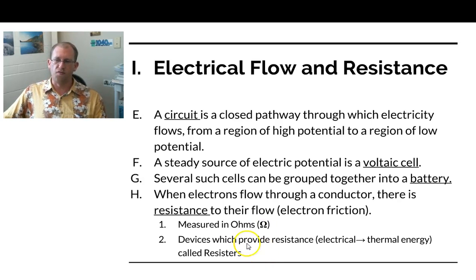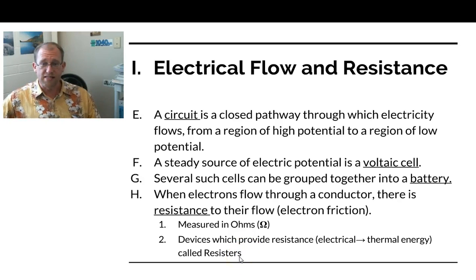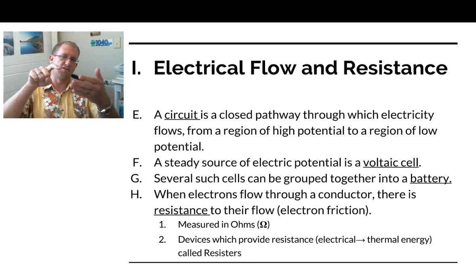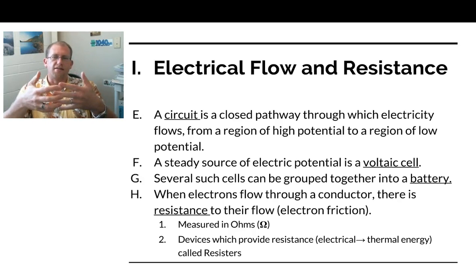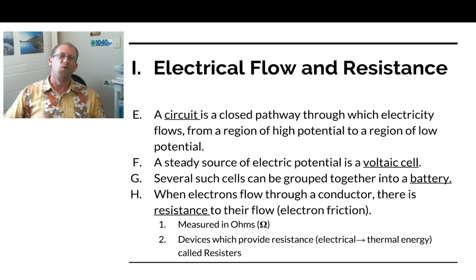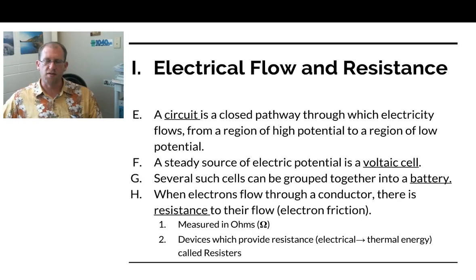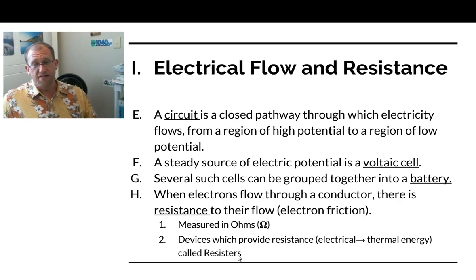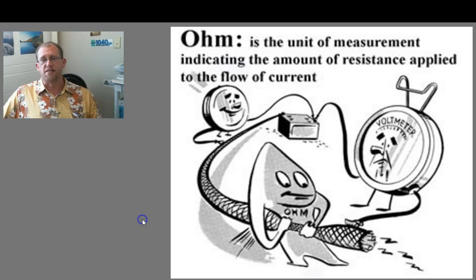And devices which provide resistance are called resistors, and the resistance is usually made by a device that gives off heat. So it's going to take electrical energy, and it's going to slow down the electrical energy and bleed some of that energy out of it, and it's going to turn that into heat, and the resistors get a little bit warm, and that bleeds off some of the energy and slows down the flow of the electrons. Why do you want to slow down the flow of electrons? For all kinds of reasons, but the device that does that is called a resistor.